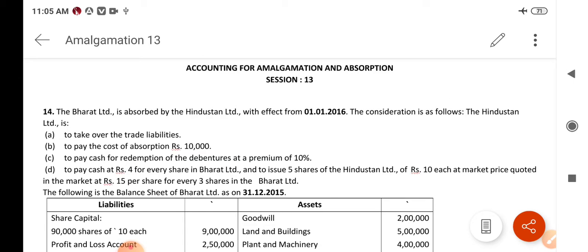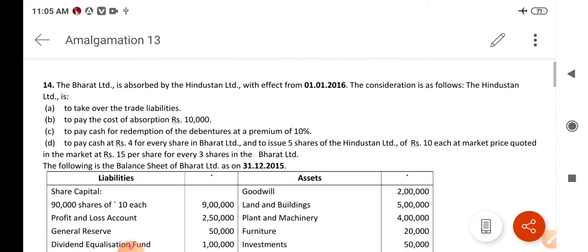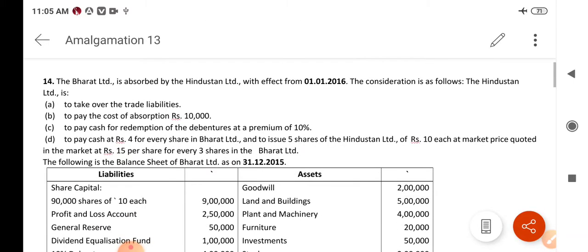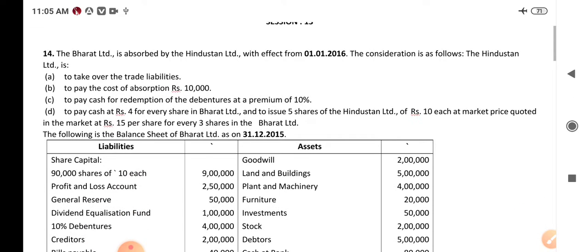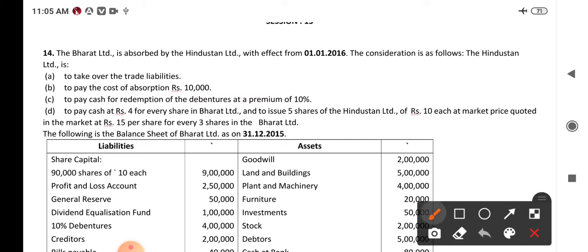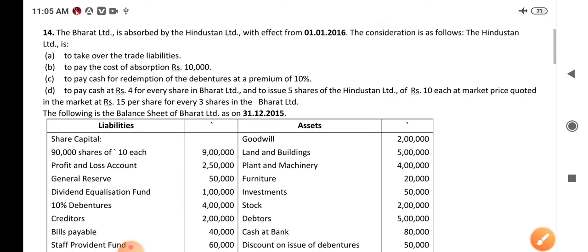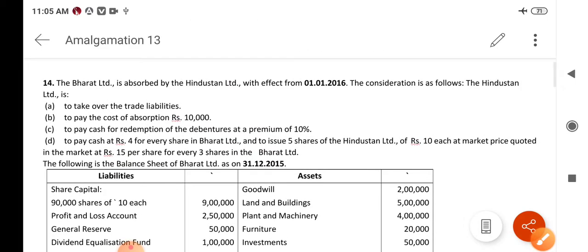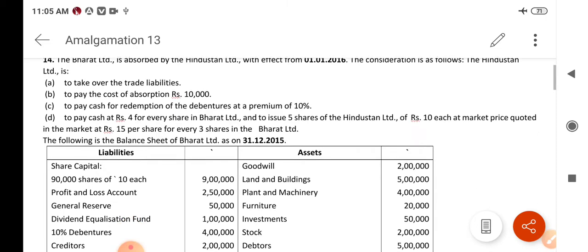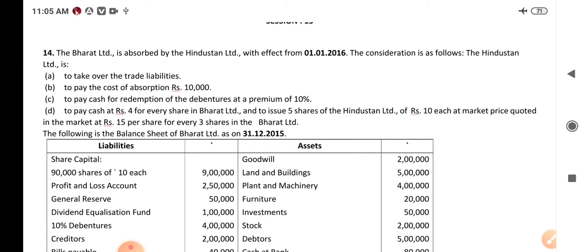The consideration is as follows. The Hindustan Limited is to take over the trade liabilities. What are the trade liabilities? Sundry creditors and bills payable will be considered as trade liabilities. Creditors and bills payable will be taken over by the purchasing company.